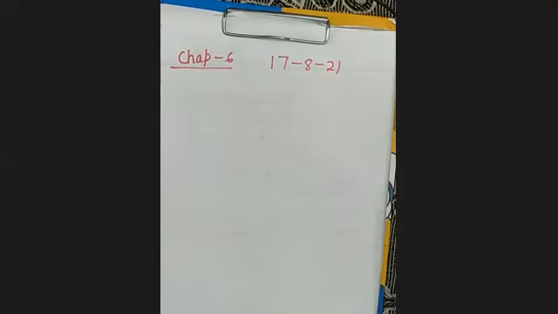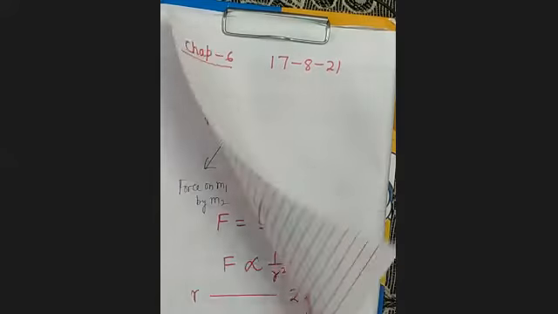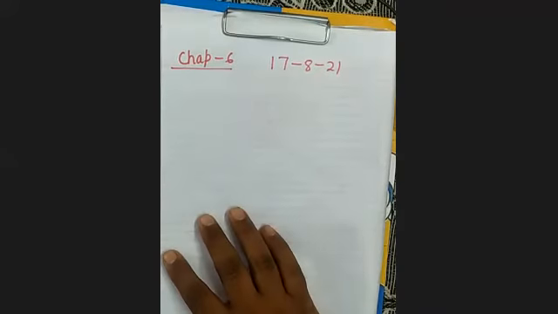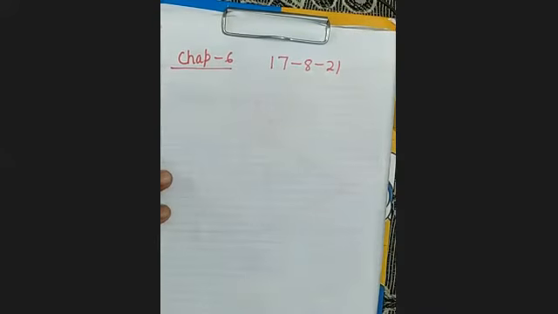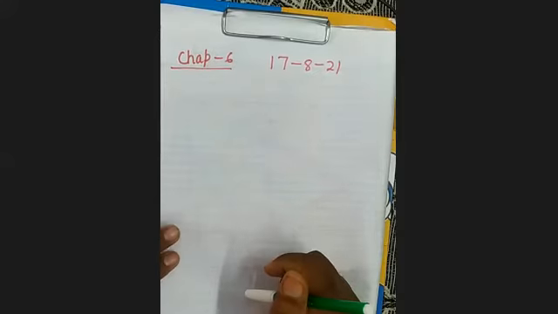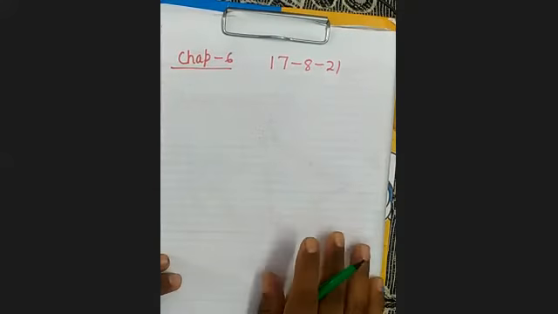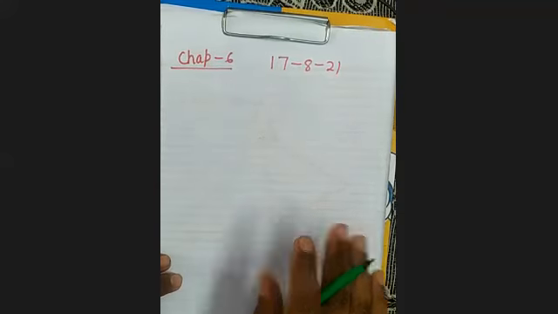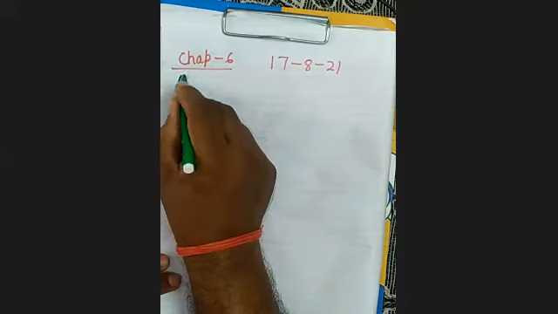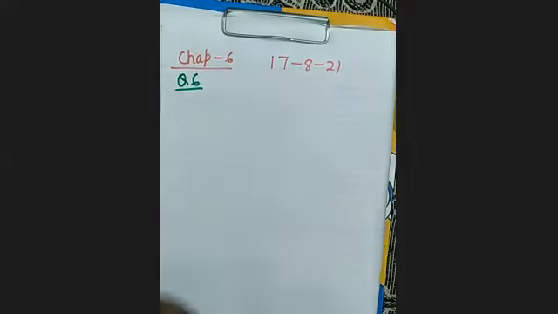In simultaneous linear equations, you have to frame two equations and then solve them simultaneously. Yesterday, I explained up to question number 5. Is it clear? Now, you see question number 6.